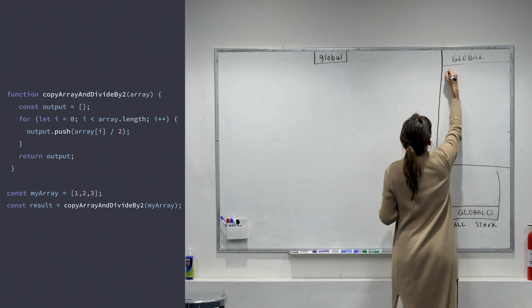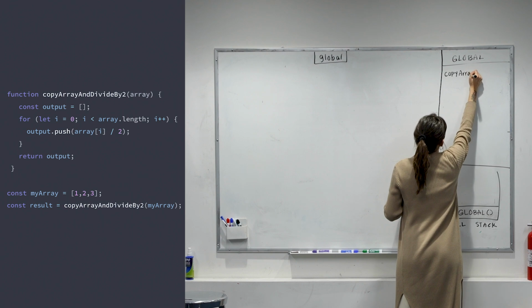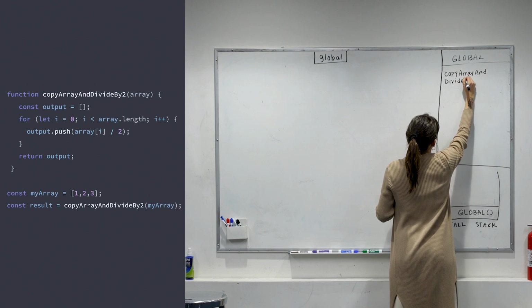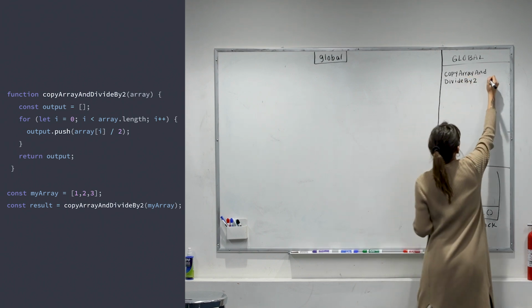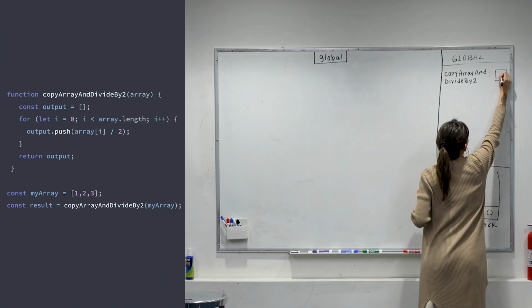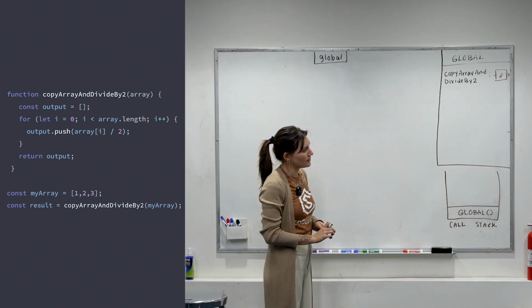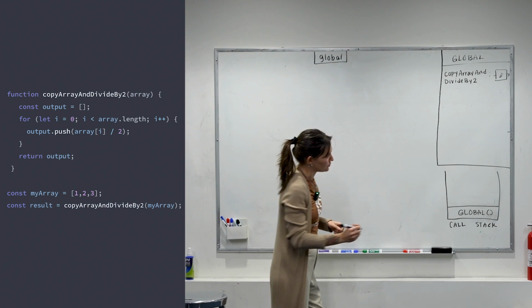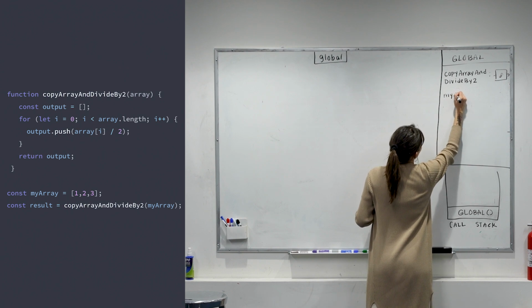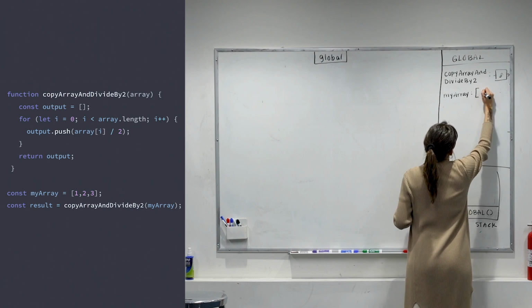Start us off at the top. Line 1, you're declaring a function. The label copy array and divide by 2. Super duper. I'm going to write it out. Copy array and divide by 2. Cool. And what are we storing as its value? Absolutely, a function definition. What are we doing next? I'm going to go down to declaring a constant, my array. And where are we storing that? In local memory. Its value is an array of 1, 2, 3. Absolutely.